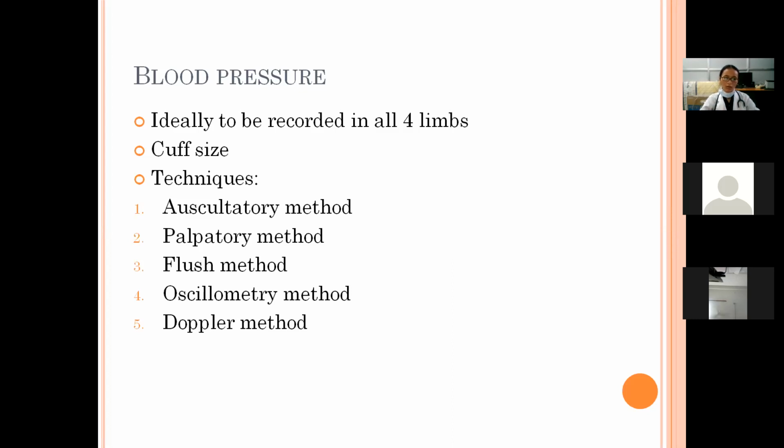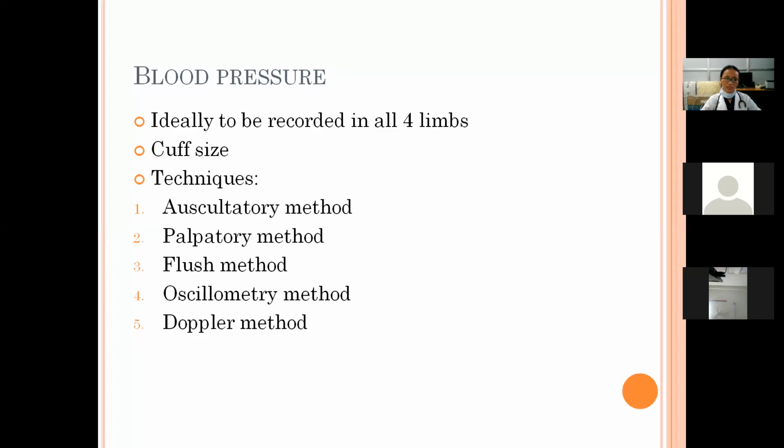That is the pressure you note at that time. That is the expected systolic blood pressure of the child. It is a little uncommon method of doing it, and a little cumbersome also. But just to let you know, the flush method of doing blood pressure.